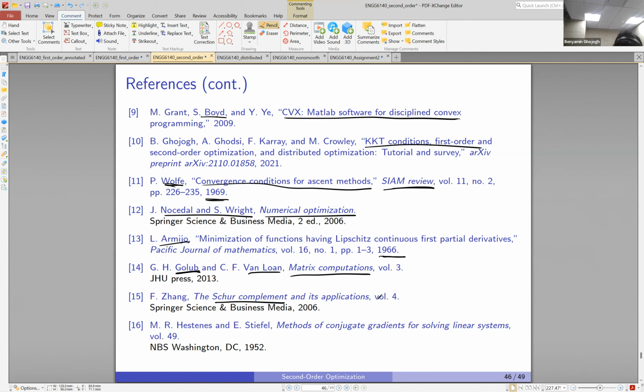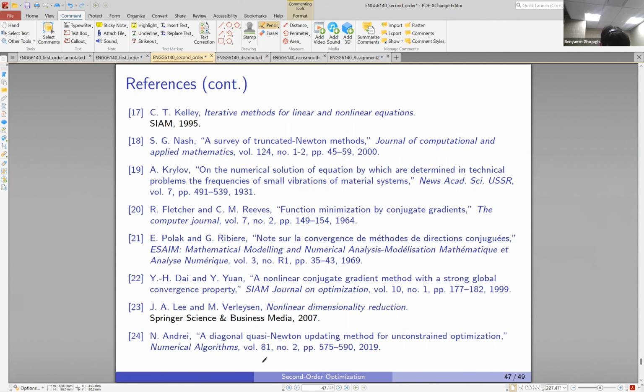We talked about methods of conjugate gradients. So in 1952, conjugate gradients that we talked about. Here we have truncated Newton's method; I don't remember what this was for. I don't introduce it here, but I think they use the conjugate gradient method in it.